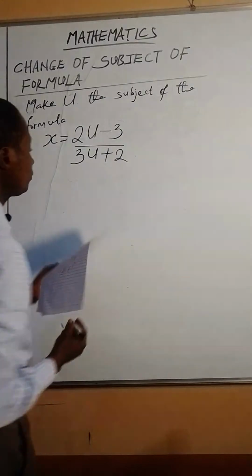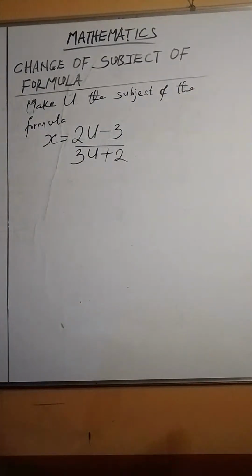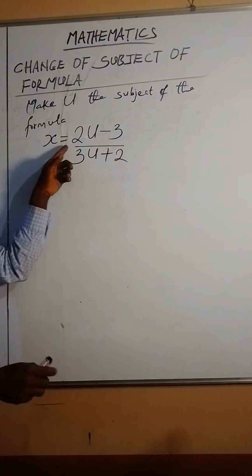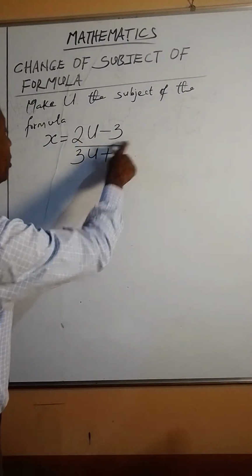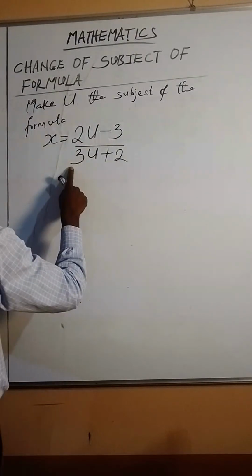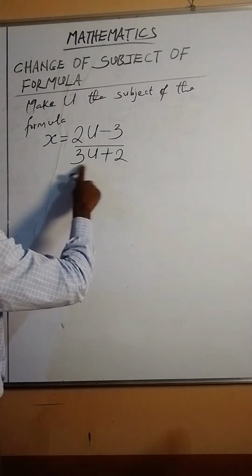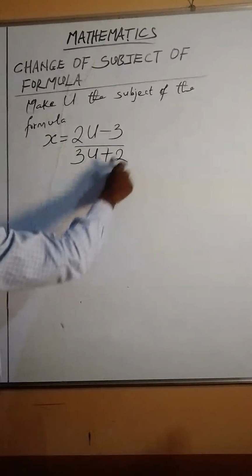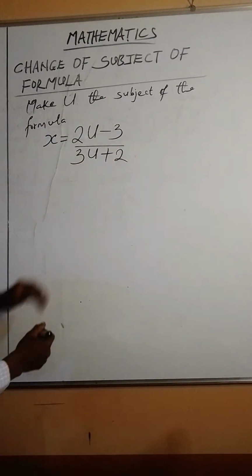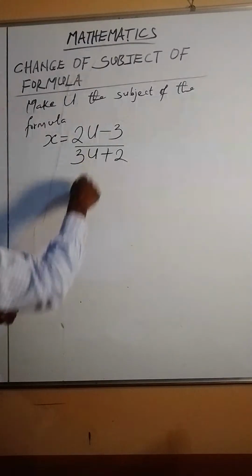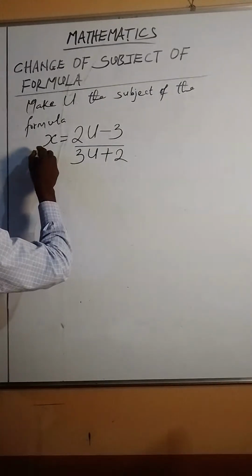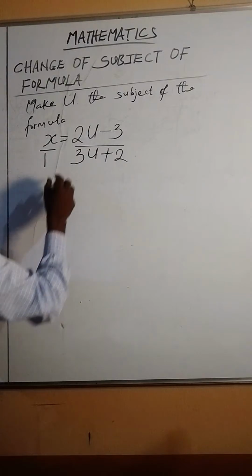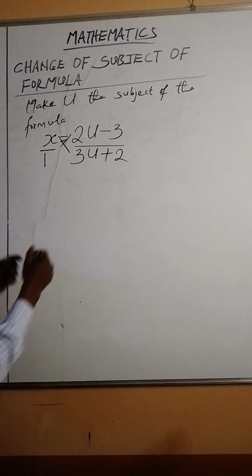So here we are given x equals 2u minus 3, with 3u plus 2 at the denominator, and we are to make u the subject of the formula. It is quite easy. The first thing we have to do is to cross multiply. We cross multiply; this is over 1, and we just cross multiply in this manner.